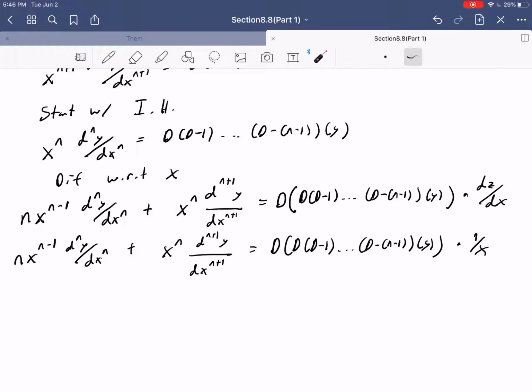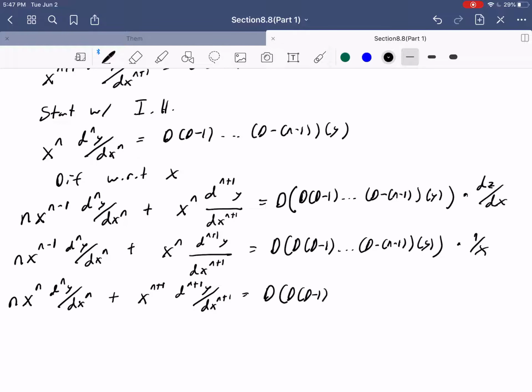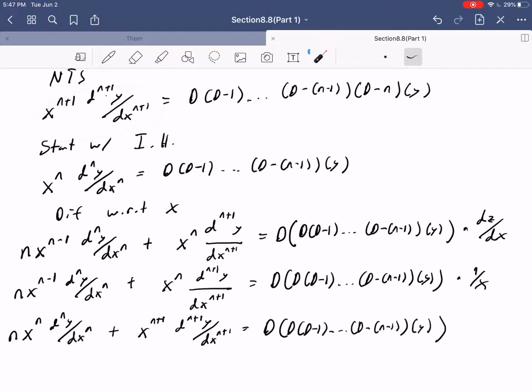Okay, well, let's go ahead then and multiply on both sides by x to get rid of this 1 over x there. So notice that that then becomes n x to the n d^n y over dx^n plus x to the n plus 1 d^(n+1) y over dx^(n+1) equals (d minus 1) down to (d minus n minus 1) of y. Okay, now notice that this is starting to look good, right? Because we need to show something about x to the n plus 1 times the n plus 1 derivative, and that's what we have right here.